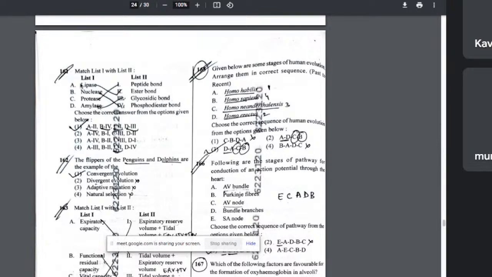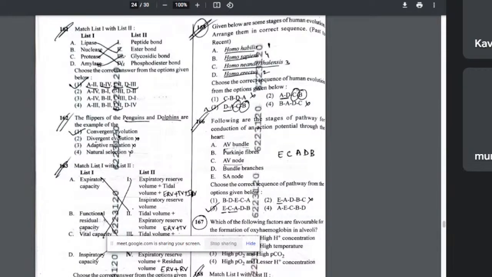So the correct option is A should be matched with 2, B should be matched with 4, C should be matched with 1, and D should be matched with 3. So the answer should be first option.